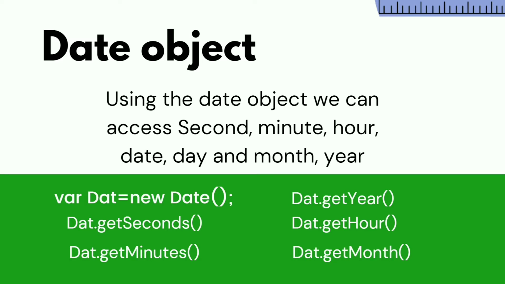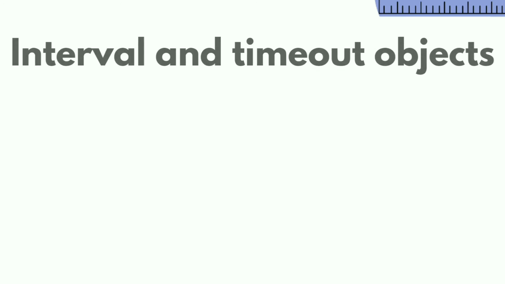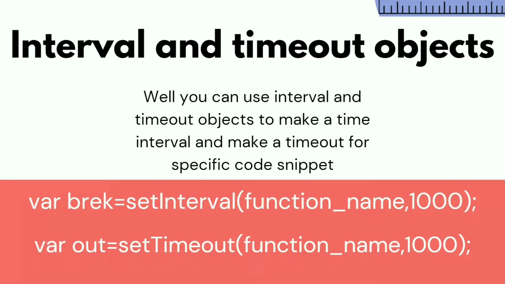And coming to the intervals, while using the intervals we can make an event occur with a given time interval. If I am giving 1 second, the event is going to occur after 1 second, 1 second, 1 second. And if I am using set timeout, it is going to occur only one time, in the given time. Means if you are mentioning 2 seconds and you are mentioning the timeout, after 2 seconds it is going to execute that function. Well, here we have the intervals and timeout objects.